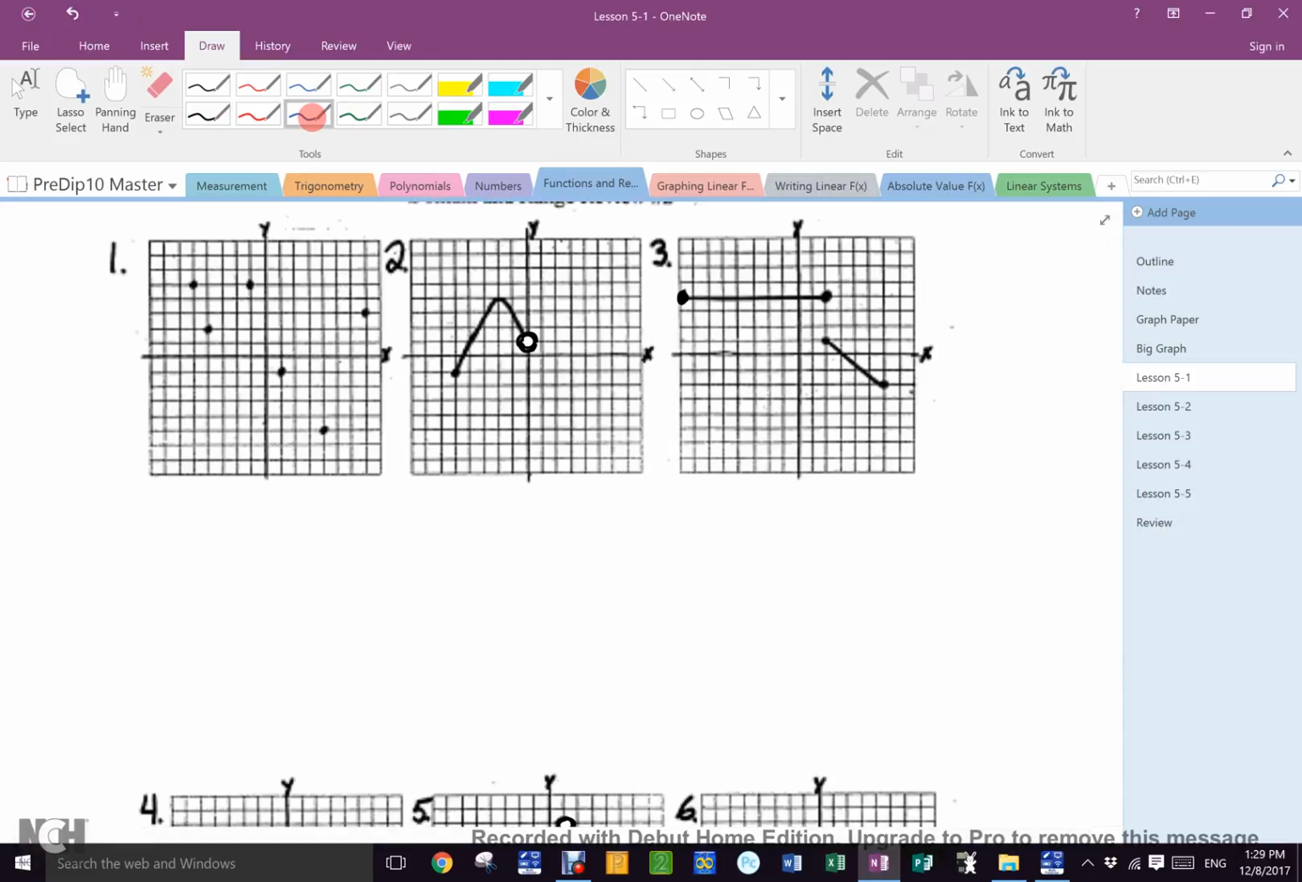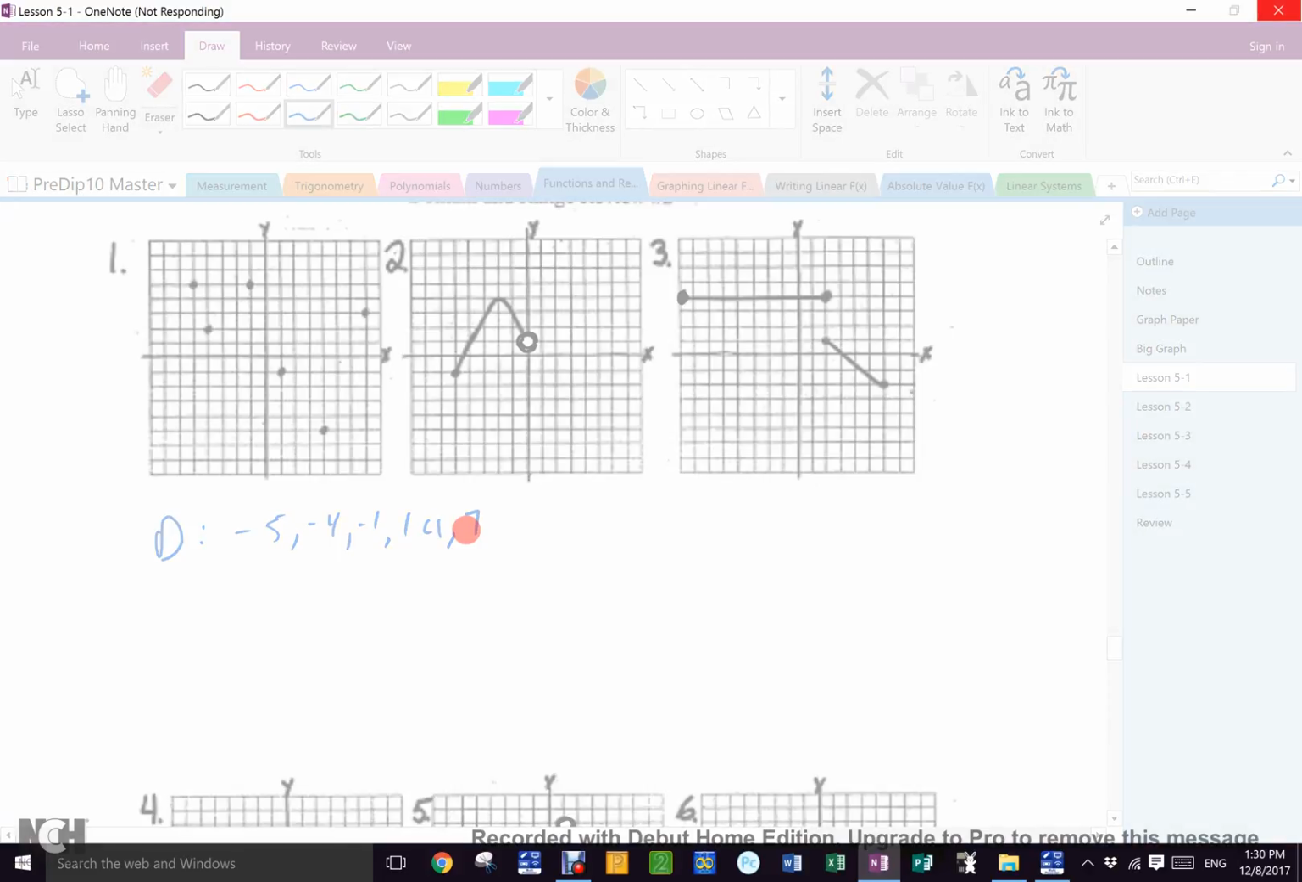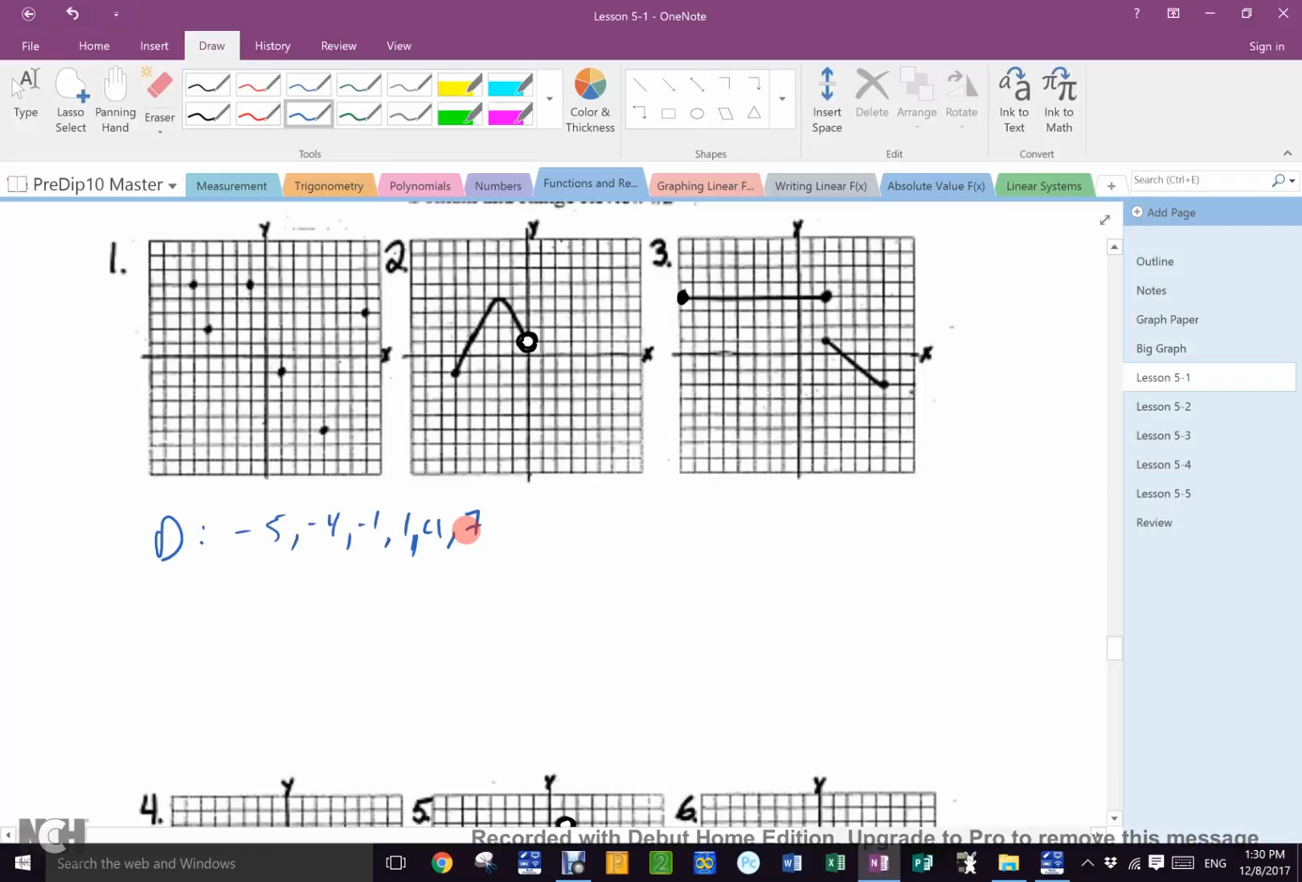Domain: -5, -4, -1, 1, 4, 7. Does everybody understand why? Okay, and then the ranges are the y values. I'm way too lazy to write them. If you understood domain, you understand range. Okay.